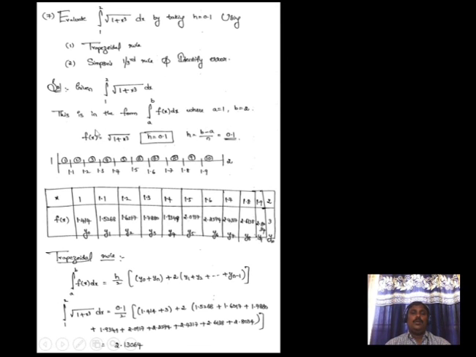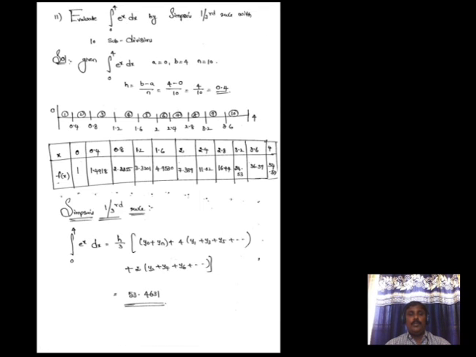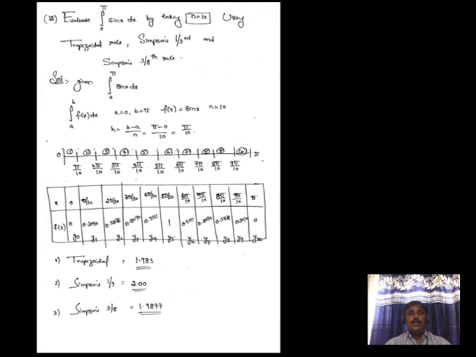Similarly, we can do plenty of problems based on this. Here I have done many problems, 10 or 11, 12 problems. These 12 problems are very simple and easy. The only thing we have to remember is the trapezoidal rule, Simpson's one-third rule, and Simpson's 3 by 8 rule.